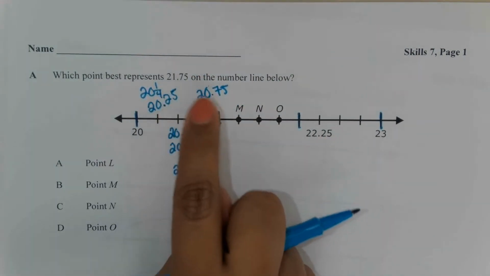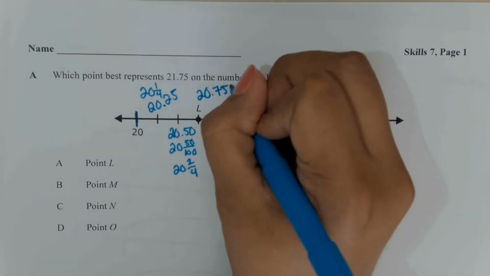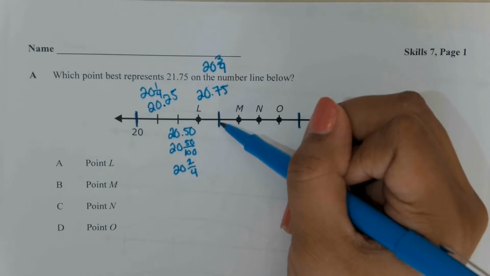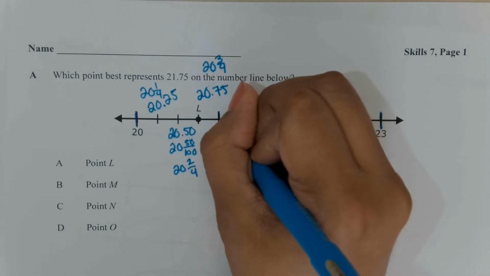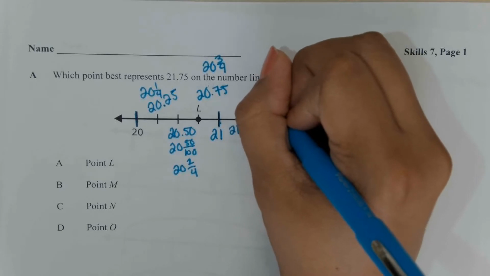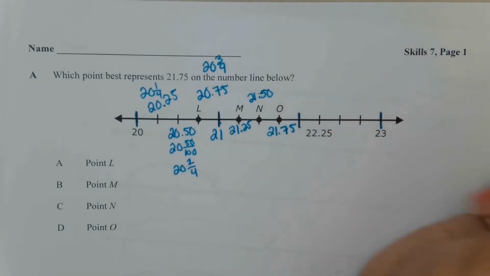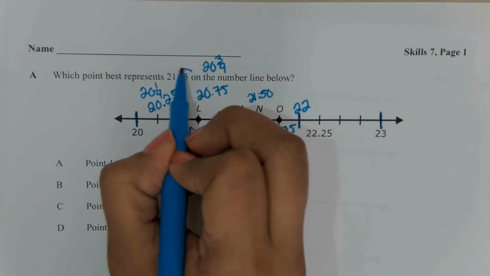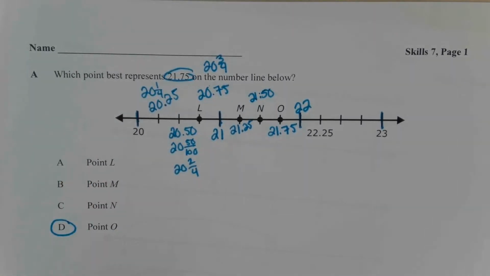But am I looking for 20 and 75 hundredths? No, I'm looking for 21. Oh sorry, this would also be 20 and 3/4. Here, this would be 20 and 4/4, which is also equal to 21. Now I have 21 and 25 hundredths, and this would be 21 and 50 hundredths. Next would be 21 and 75 hundredths. Then I would have 22. So I need to look for 21 and 75 hundredths. So my answer would be D, which is 0.0.